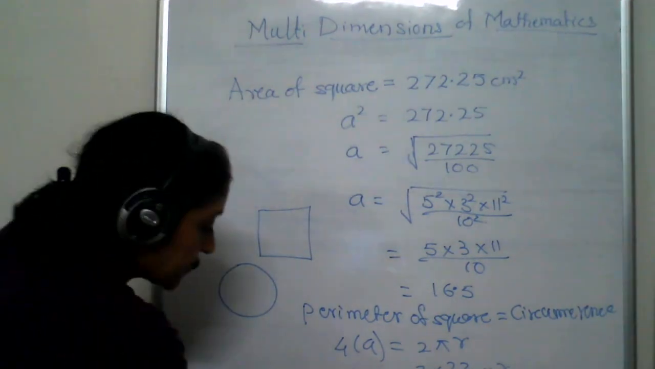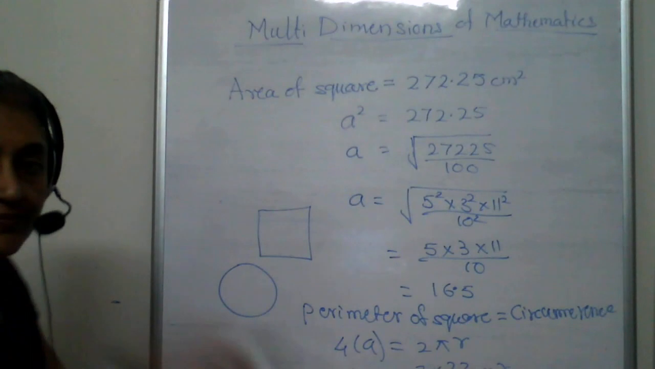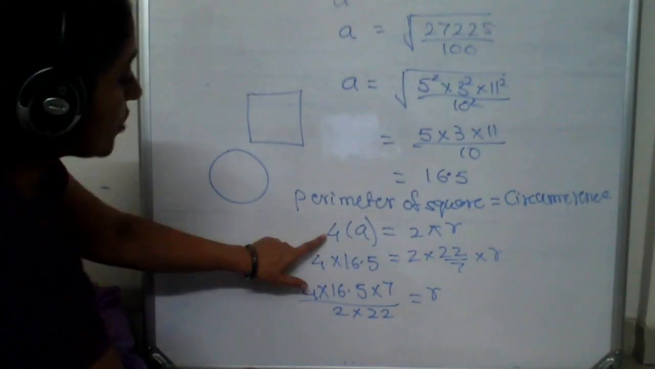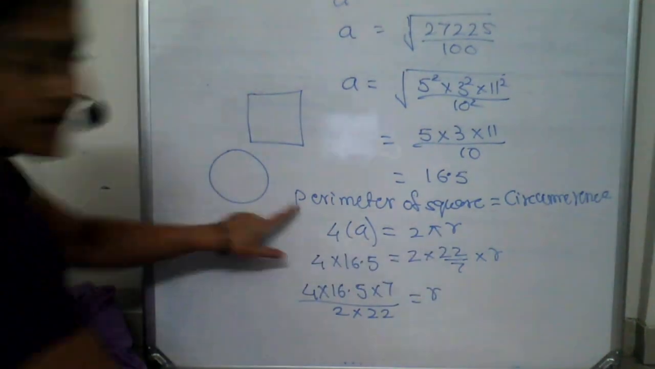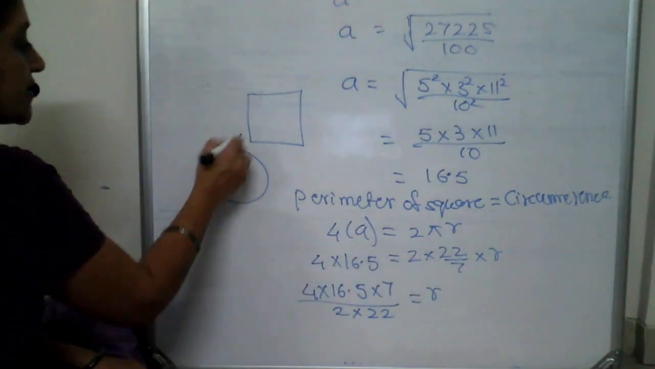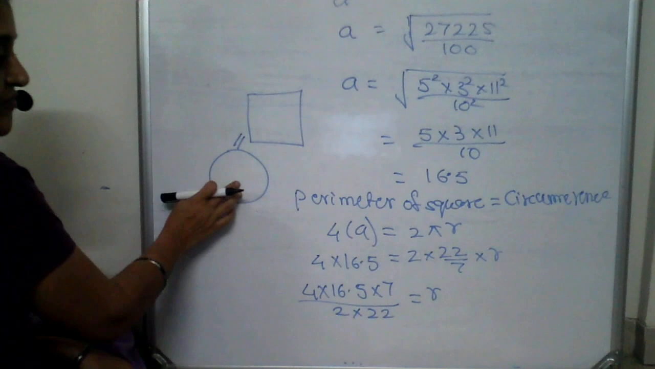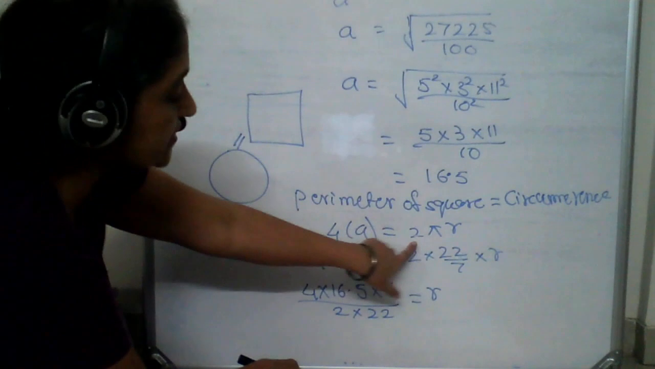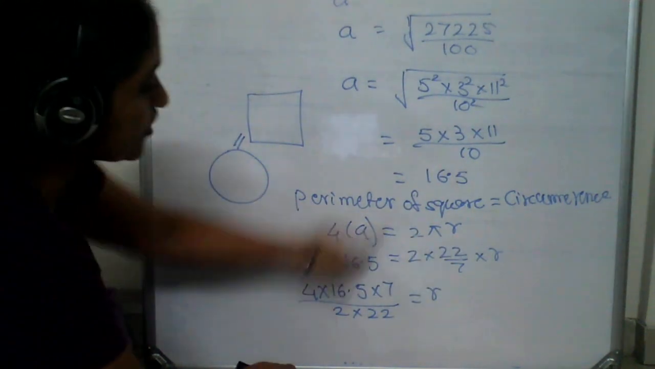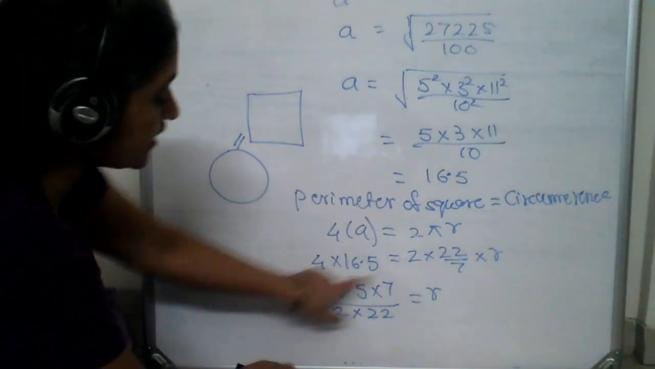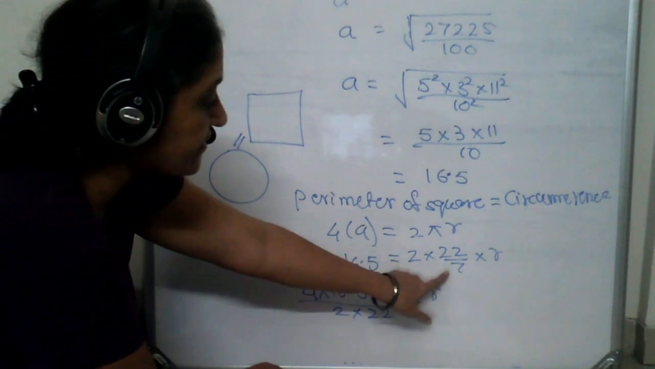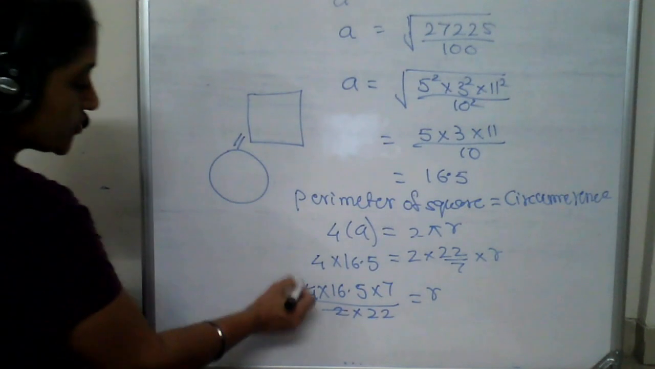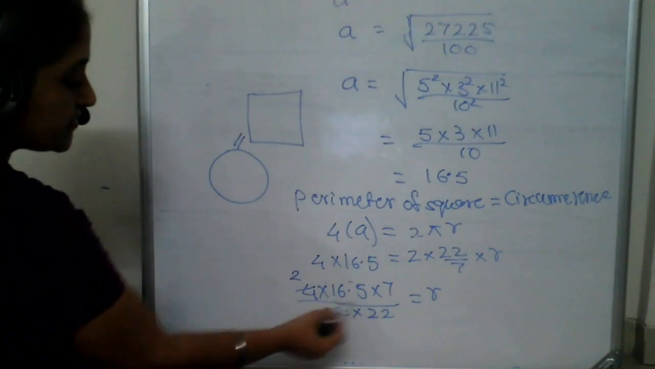Now here you can convert this if you want to. Just a minute. Sorry for that. Now 4A is equal to 2 pi r I have written. Why I explained this, if you can understand: the perimeter of square is equal to circumference of the circle. So I have written perimeter of square is equal to circumference, that is 2 pi r. 4 into 16.5, A is 16.5 here, equal to 2 into pi value, and r we are supposed to find out yet. Now here 2 ones are 2, 2 twos are 4, you can cancel. This is divisible by 11.